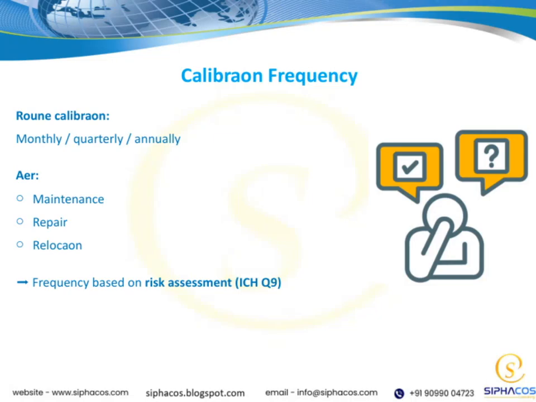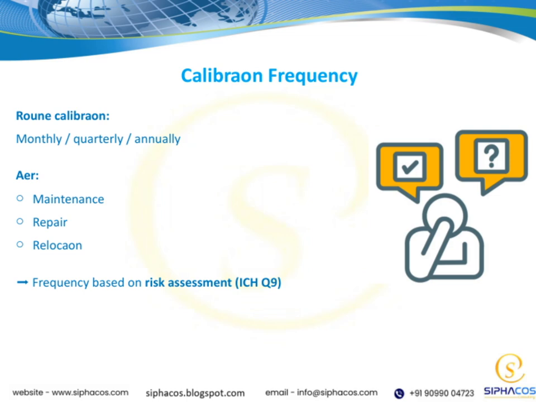Let's talk about calibration frequency. Routine calibration is typically scheduled on a monthly, quarterly, or annual basis, depending on the specific requirements of the equipment and the criticality of the measurements. But it's important to remember that calibration isn't just a one-time event. After calibration, we need to consider ongoing actions like maintenance, repairs, or even relocation of equipment.